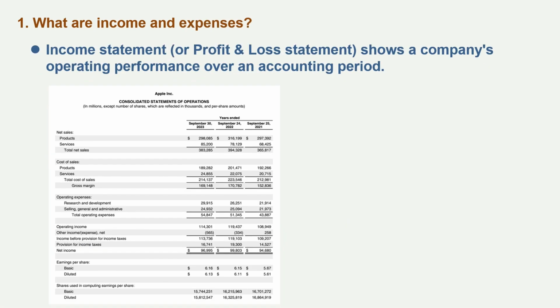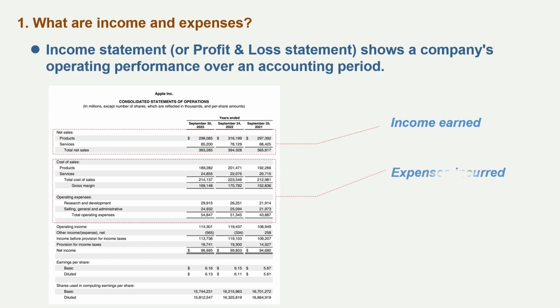First of all, what is an income statement? It's a statement of a company's operating performance over an accounting period. For example, it shows how much income and expenses a company has earned over the past year, and how much net income it has made. In short, it's the best way to show how much profit a company has made. That's why it's also called a profit and loss statement. It's a financial statement that many people are interested in.